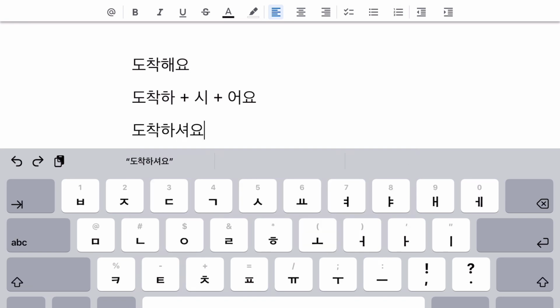도착하셔요. And it has the same meaning, it just makes it more honorific. And it's not going to be "she." It doesn't have the same heyo ending. But I bring that up.